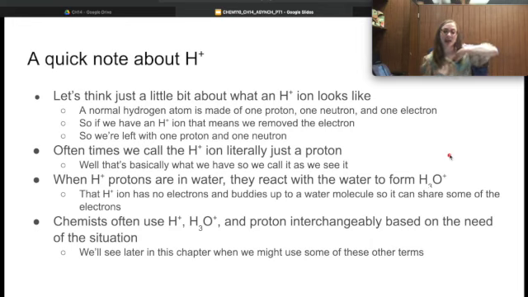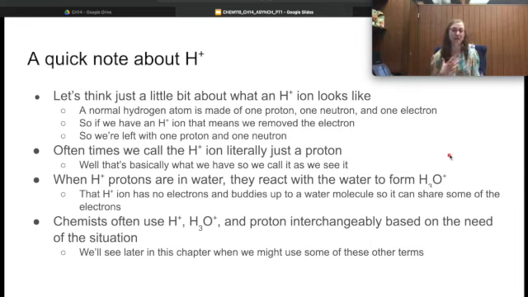When H plus ions or protons are in water, they react with the water to form H3O plus. That H plus ion obviously has no electrons. It's just this one big positive charge floating around. So it's going to buddy up to the water molecule so it can share some of those electrons, some of that negative charge. So if an H plus ion is in water, oftentimes it forms H3O plus.